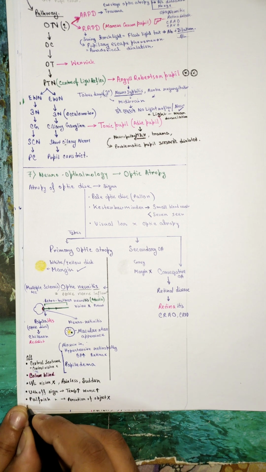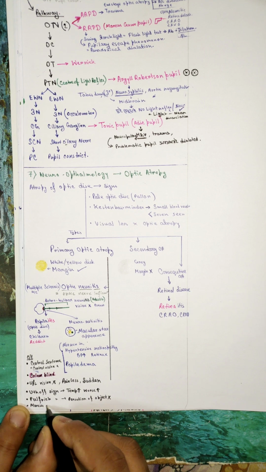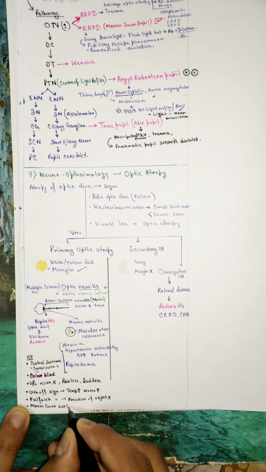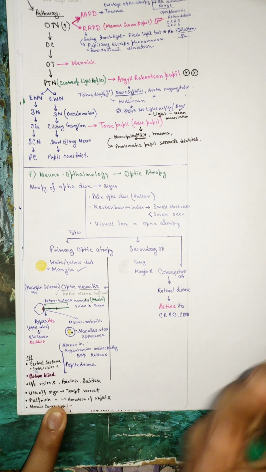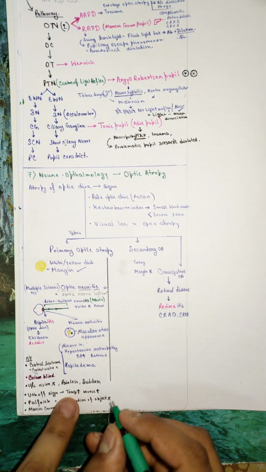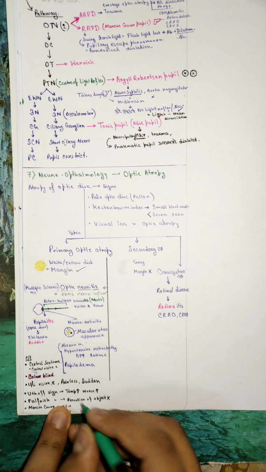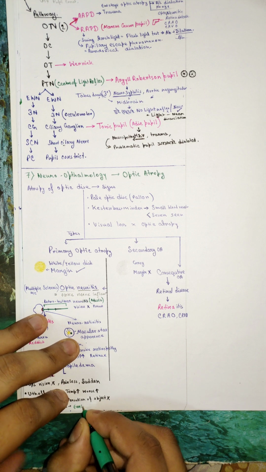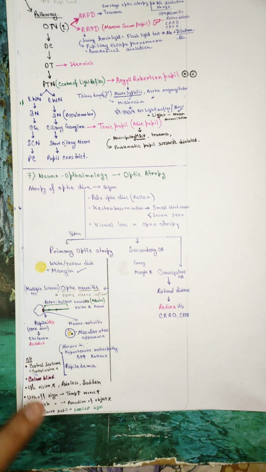Next is Marcus Gunn pupil. Obviously, it is the earliest sign. Marcus Gunn pupil. This is the earliest sign. So what is most important among this?